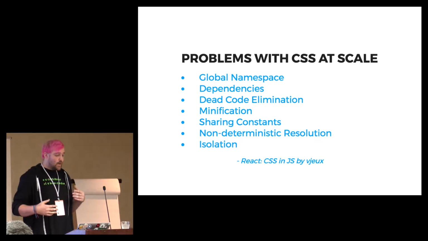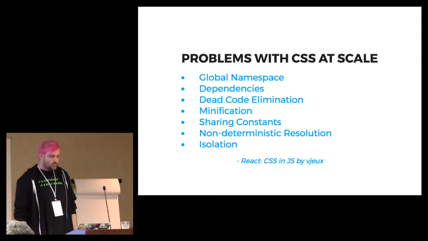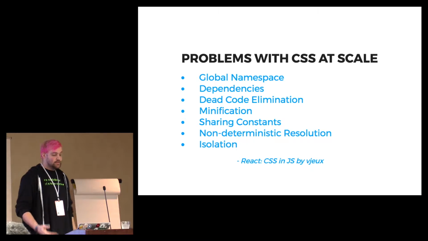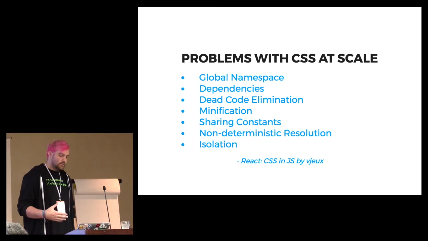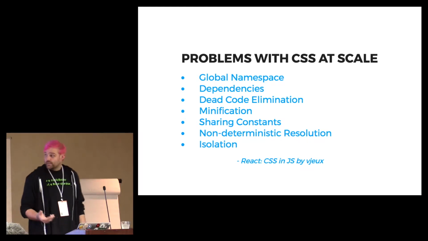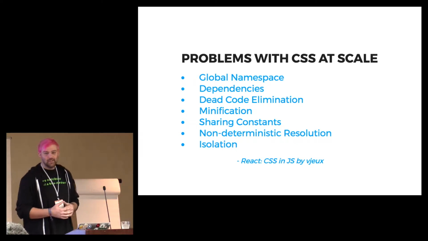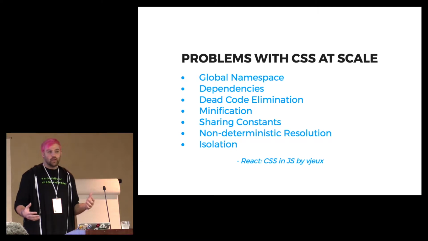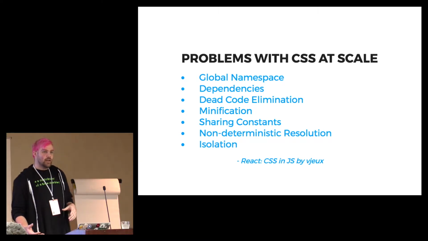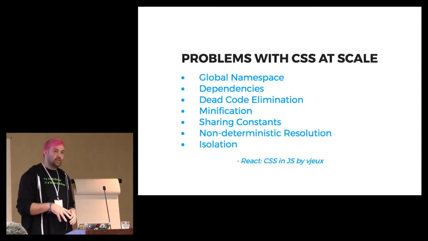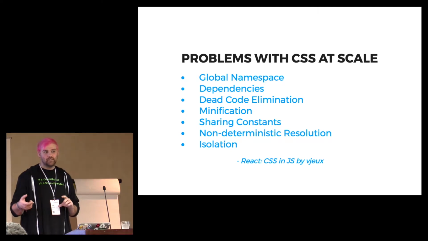So there are problems with CSS at scale. This is a list of problems that Vjeux enumerated in the CSS in JS presentation. There's the problem of global namespace. And global namespace is an issue because as soon as you have more than 2 people working on a single project, you get more likelihood that you're going to both write a button class.